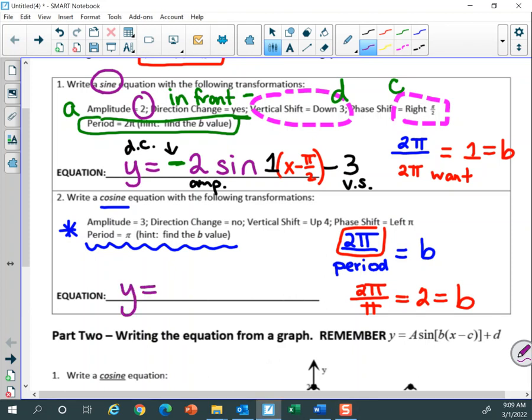Equation, y equals, right? We make it an equation. So y equals amplitude of 3, so I'm going to put a 3. Direction change, no direction change, so no negative in the front. Done, done. I always read the problem carefully. They're saying let's make a cosine, so we'll write COS for cosine.